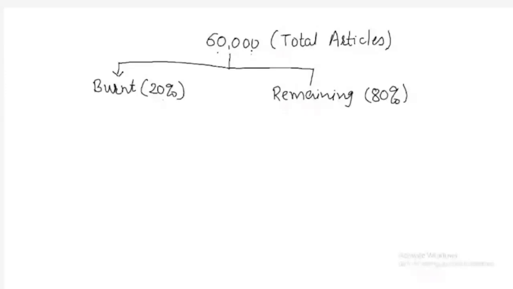Okay. Now 20% of 60,000. So 60,000 burnt: 60,000 into 20%. What do you mean by 20%? 20% means 20 upon 100. And how much that comes to? 12,000. Any doubt with this? Any doubt?